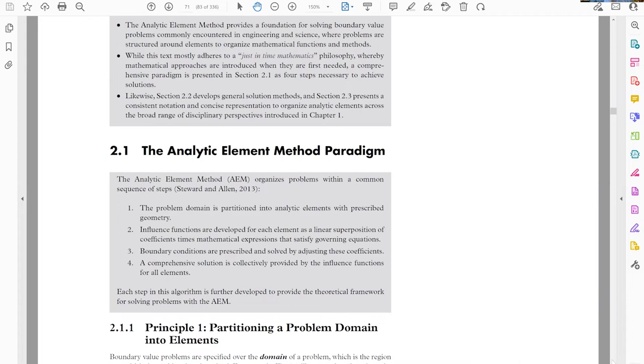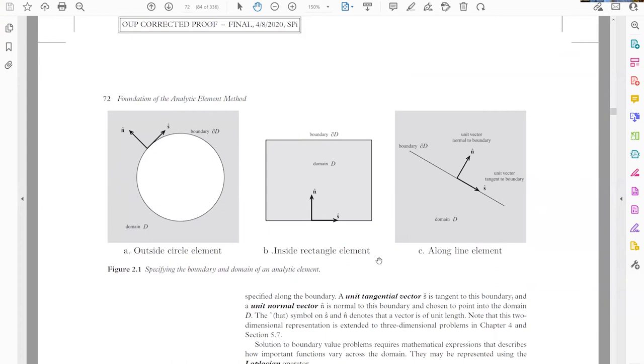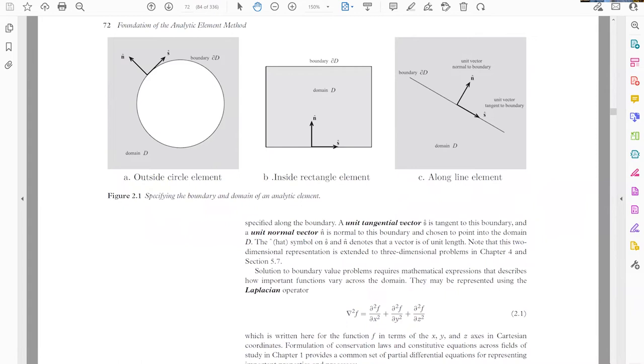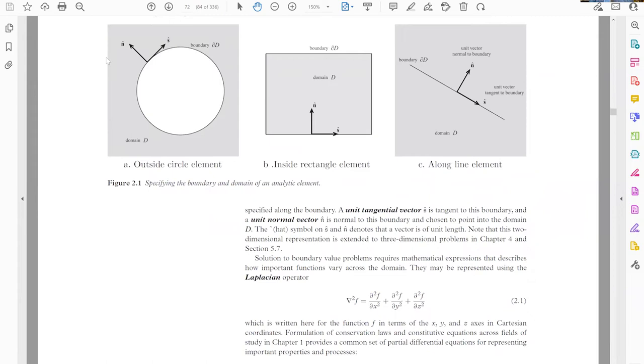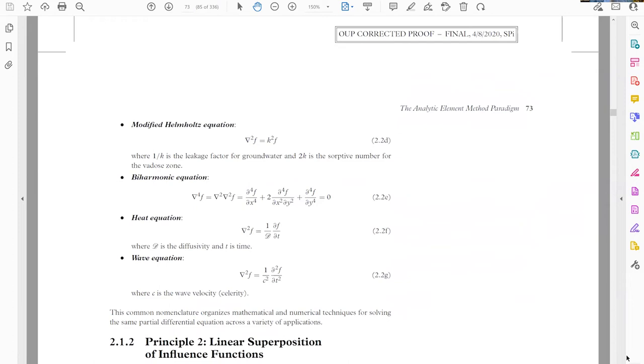So elements can take on the geometry of the outside of a circle, the inside of a rectangle, an interface across a line. And then we bring together the mathematics of the discipline in one of the amenable mathematical forms that we have, using the Laplacian operator. I'm going to have to move this screen so I can take you through this a little bit better. Laplace equation, Poisson, Helmholtz, modified Helmholtz, biharmonic, heat, and wave equations. So these are the classic formulations that we have.